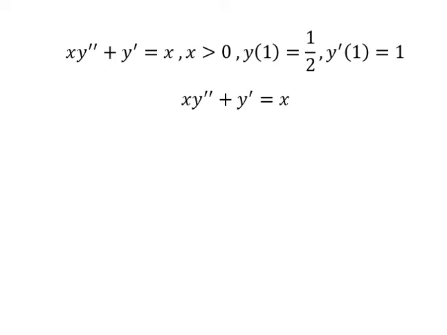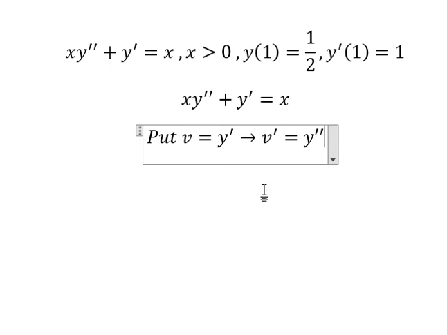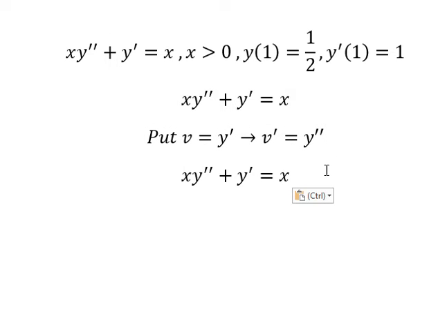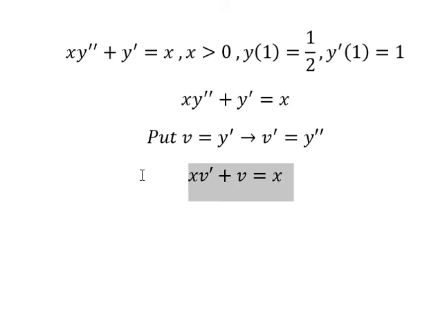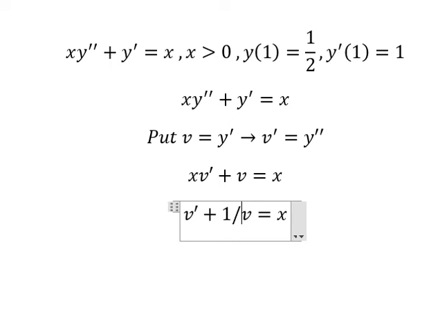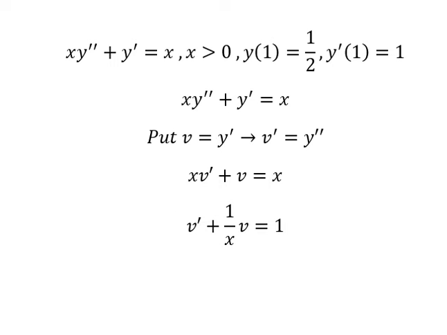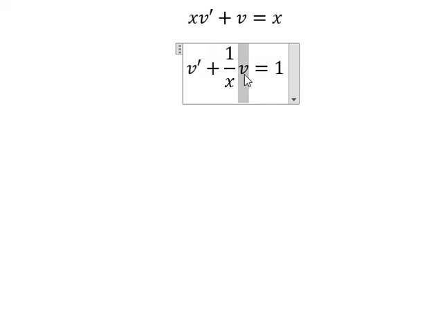I will put v equals to first derivative of y. So if we do first derivative for both sides, we have like this. This one we change by v. This one we change by first derivative of v. Next, we divide both sides by s. So we have v and first derivative of v.